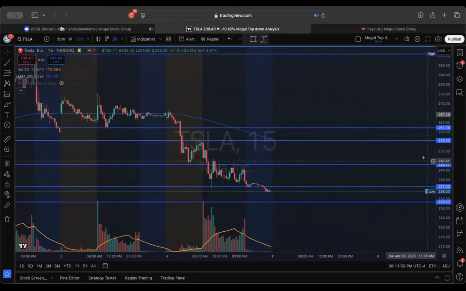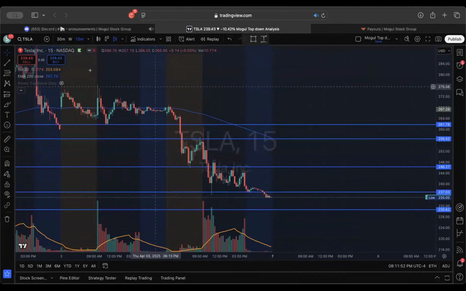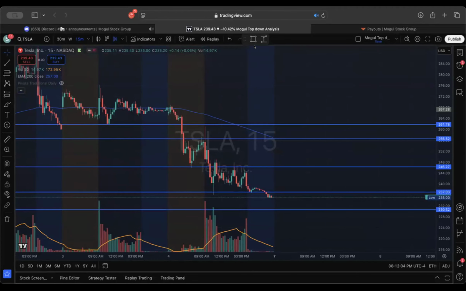Pretty simple. Quick question. Somebody asked, does 200 EMA or SMA matter? It doesn't really matter. EMAs are just a little bit more sensitive to price action. I prefer EMAs. If you want to try this with SMAs, let me know how it goes.